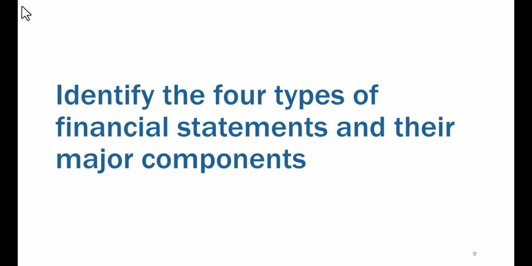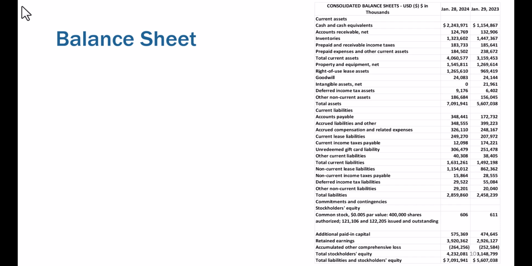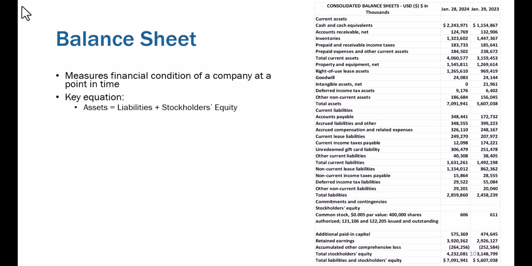All right, so the four types of financial statements and their major components. What we have here is a balance sheet, and for a real company here, we'll talk about that in a moment. It's going to measure the financial condition of a company at a point in time. The key equation is going to be assets equals liabilities plus stockholders' equity. So that's a key one that you have to hammer home.